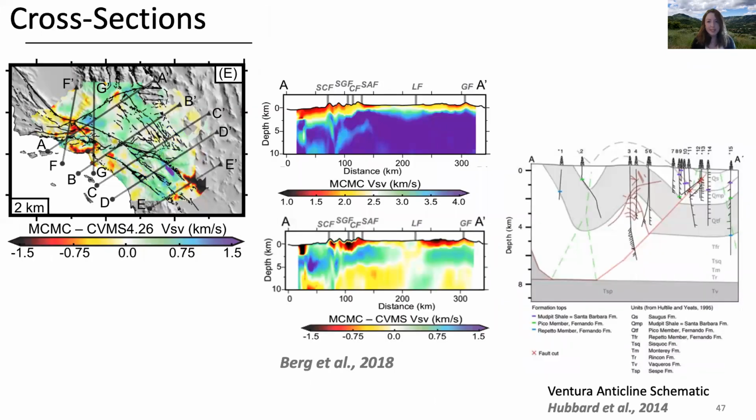We have multiple cross-sections through our model, but for the sake of time, I am going to focus on AA prime. The top shows our model in the upper 10 kilometers, and the bottom shows the difference between our result and the starting model. We observe the Ventura anticline on the western side of our cross-section, fitting local scale measurements, and we can also see contrast across multiple faults near the surface and at depth. We observe soft sediments in the Eastern California shear zone and west of the San Andreas Fault.